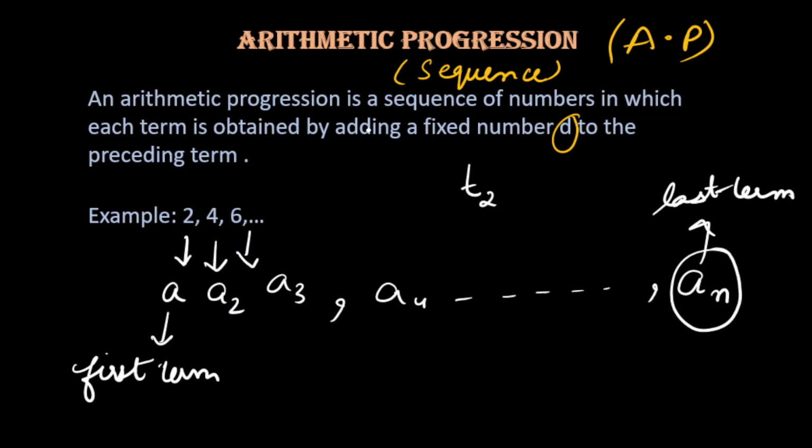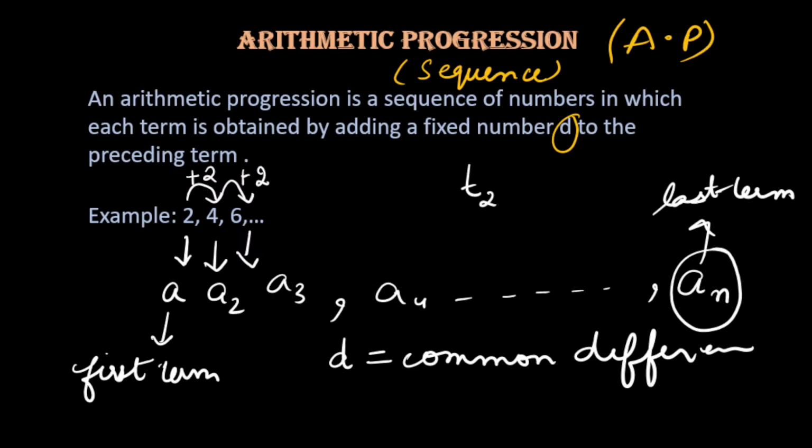Other than that, here we are adding one fixed number. As we are going from 2 to 4, we have added 2; from 4 to 6 we have added 2 here also. This number is known as d. The number which we are adding, the small d we have to write here, is known as the common difference. This is the common difference.